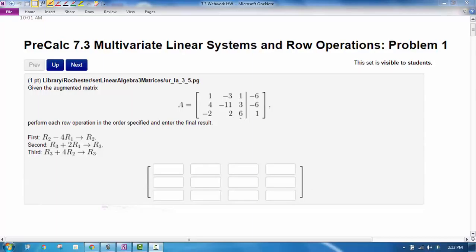Okay, this is 7.3 homework help. The first problem gives us this augmented matrix right here, and it wants us to do some operations. So let's do the first one. The first one wants us to do the second row minus 4 times row 1.